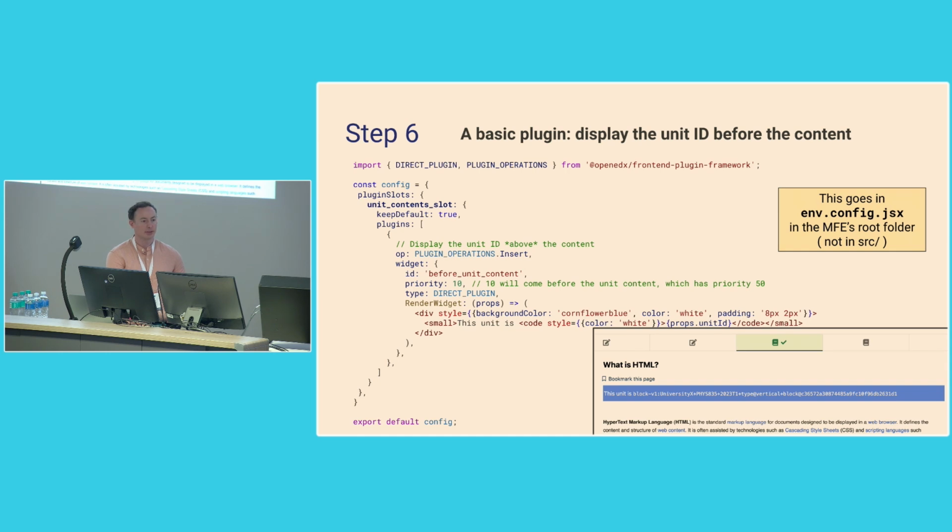Any questions about this step? Is the plugin slot always priority 50? Is that just a default set in the plugin slot? So the default content has priority 50, yeah. So that's just a convention that we use. You can add as many plugins as you want, and if you set keep default false, then there is no default contents in there. Right. Okay. Cool. Thanks.